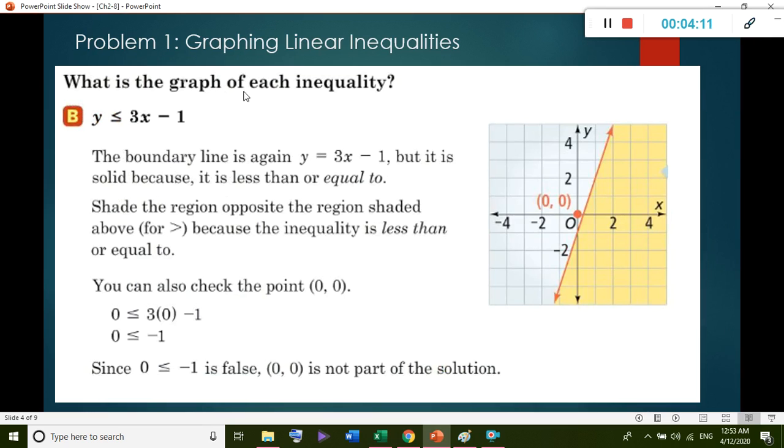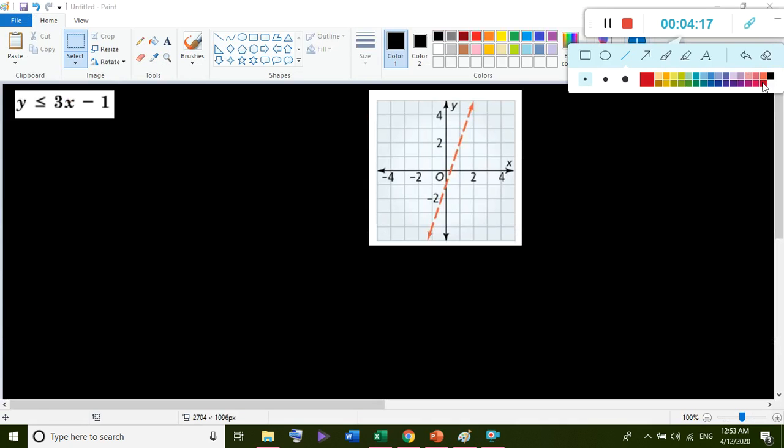What is the graph of each inequality? y less than or equal to 3x minus 1. Okay, let's solve it together. Here, it's going to be the same graph because it's the same inequality, but the only difference is that we have less than or equal to. So we have the equal here, so it's going to be a line without dashes, right? A solid line.